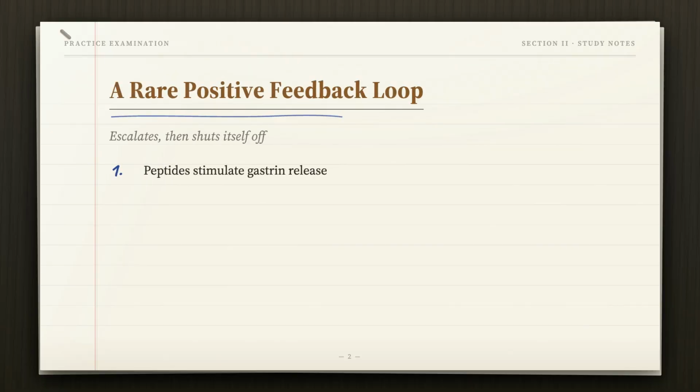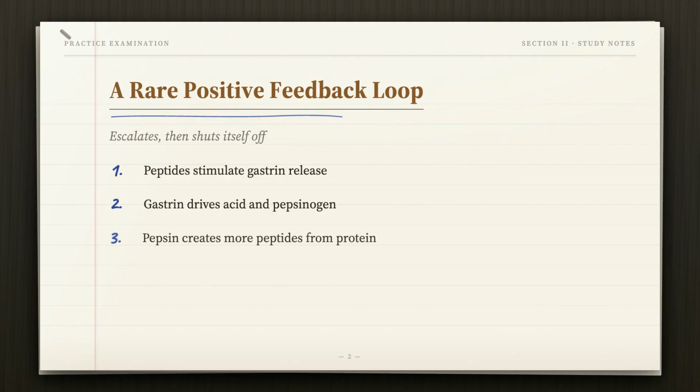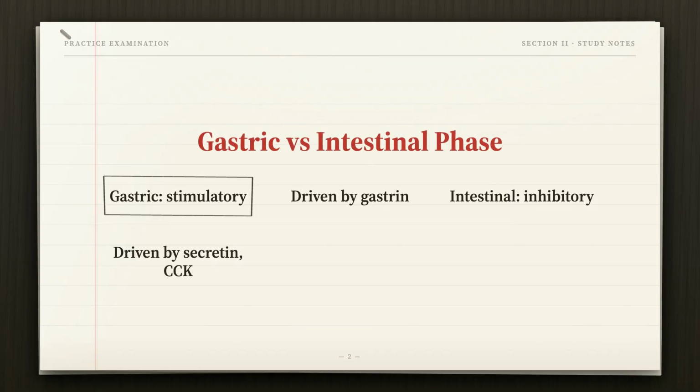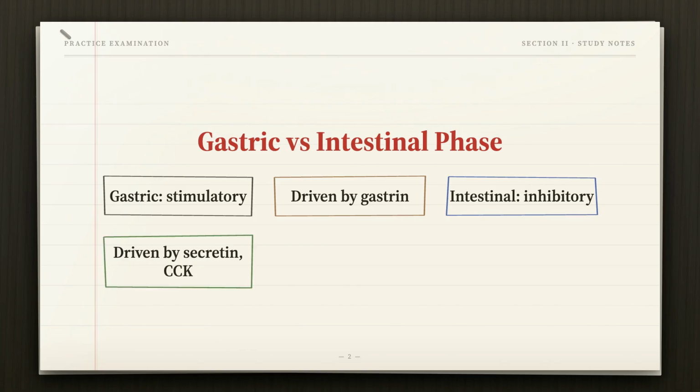Unusually, this is positive feedback. Peptides stimulate gastrin. Gastrin drives acid and pepsinogen, and pepsin generates more peptides, fueling more gastrin. It escalates only as long as protein remains, then shuts off as substrate runs out, pH falls, and somatostatin adds inhibition. The key comparison is gastric versus intestinal phase. Both involve chyme and hormones, but the gastric phase is stimulatory and driven by gastrin from the stomach, while the intestinal phase is predominantly inhibitory, driven by secretin and cholecystokinin from the duodenum. Direction of effect is what separates them.